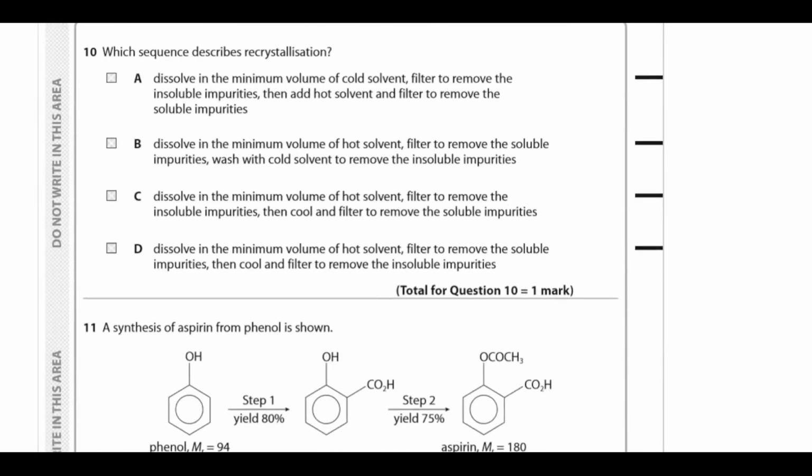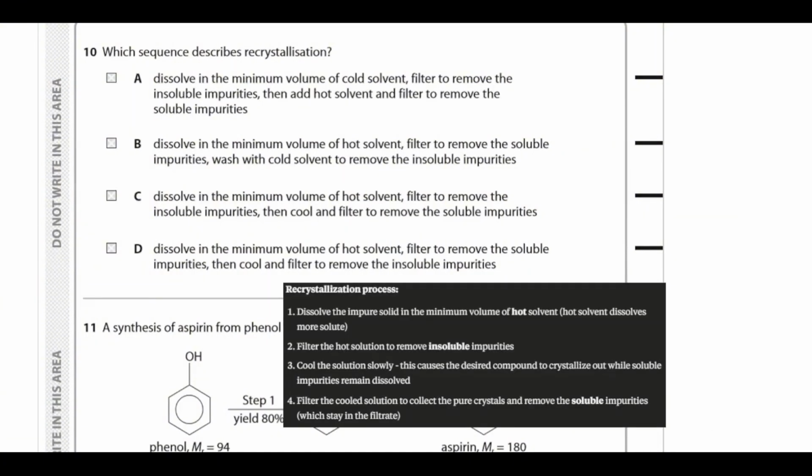All right. Moving on, which sequence describes recrystallization? Now, if we analyze these options, of course, before that, let's try to understand what's the recrystallization process. So this is the actual procedure as shown on the screen, that at first we dissolve the impure solid in the minimum volume of hot solvent. Basically, the hot solvent allows us to dissolve more solute.